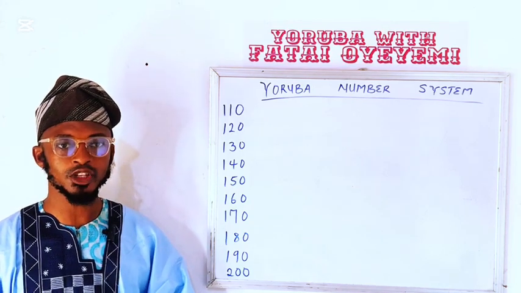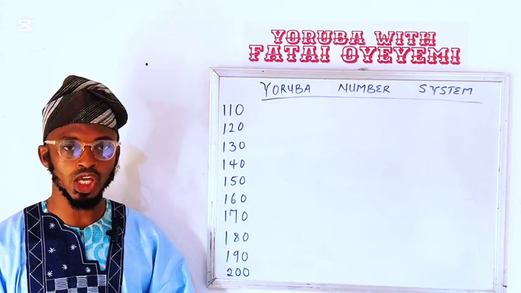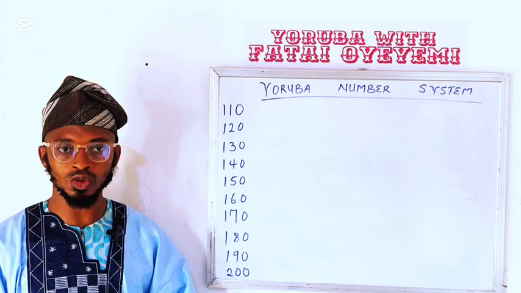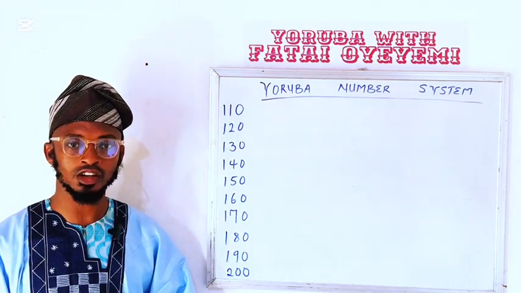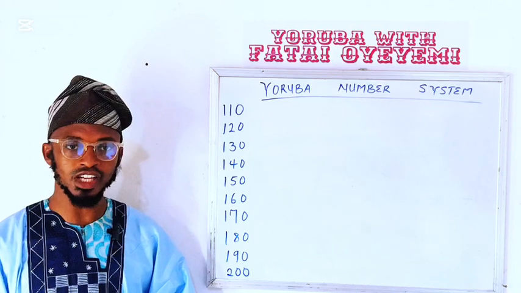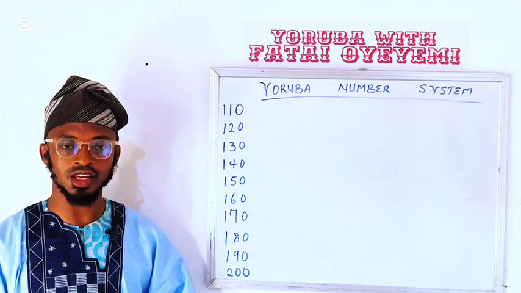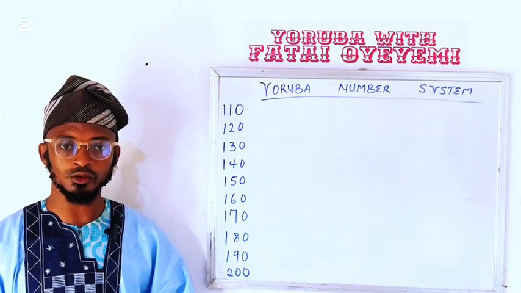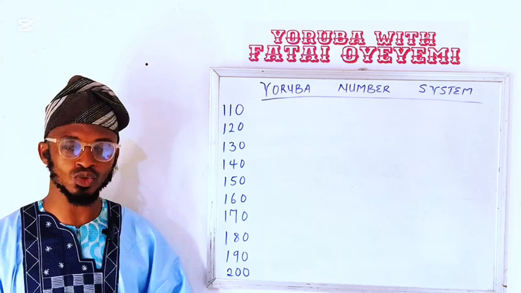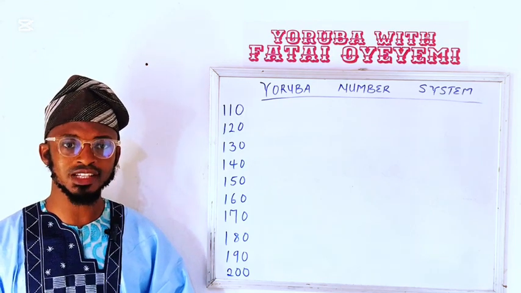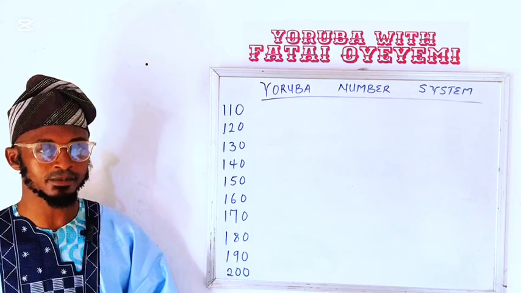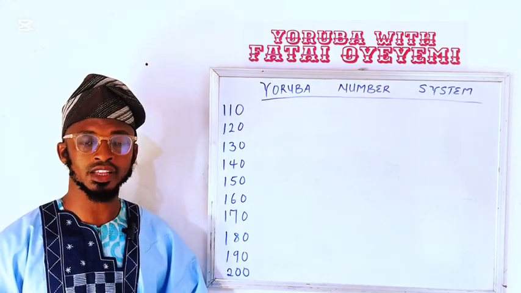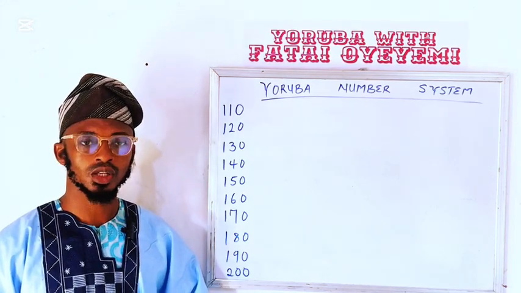In the previous video, we stopped at 100, which we call Ogorun. In case you've not seen that, just go through the channel and go to the playlist. You'll see a playlist tagged Yoruba number system so that you familiarize yourself with the previous episode that precedes this one. If you can do that, it makes everything easy if you are finding it hard to learn the Yoruba numbers.